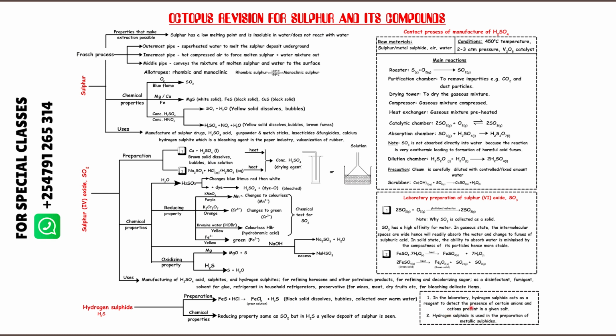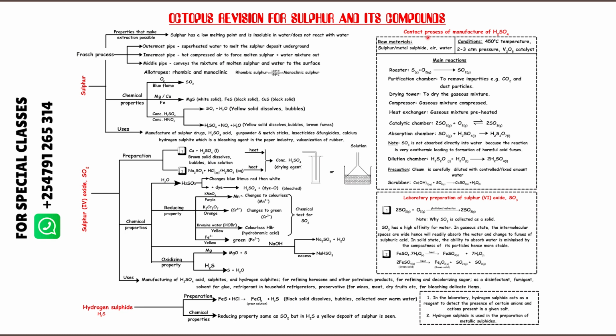Normally, when you bubble hydrogen sulfide through lead nitrate, you get a black precipitate. So it can be used like that. Hydrogen sulfide is also used in the preparation of metallic sulfides. If you pass it over, possibly, magnesium, you'll be able to get magnesium sulfide.